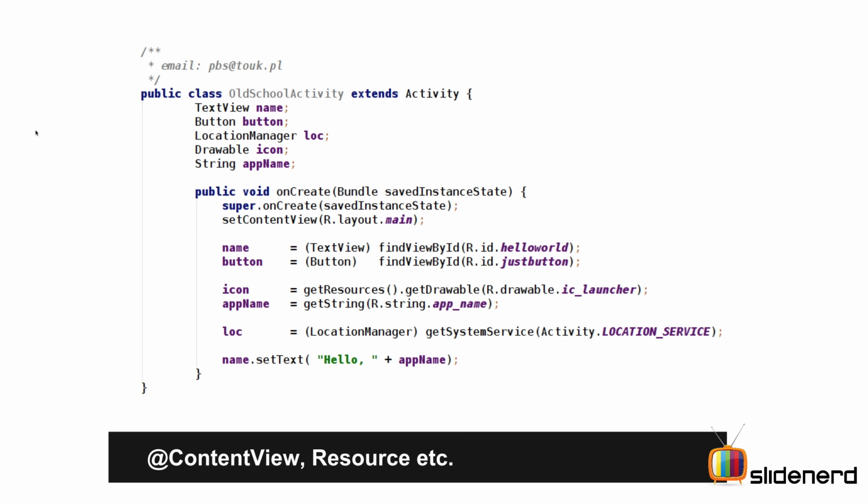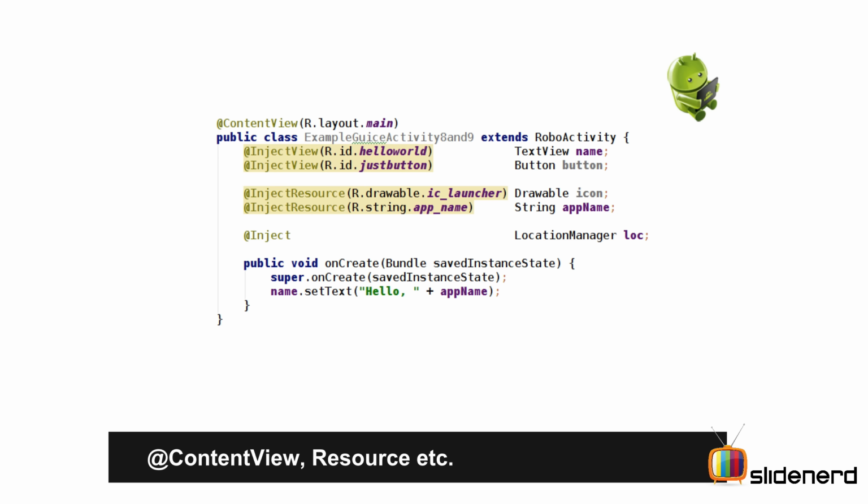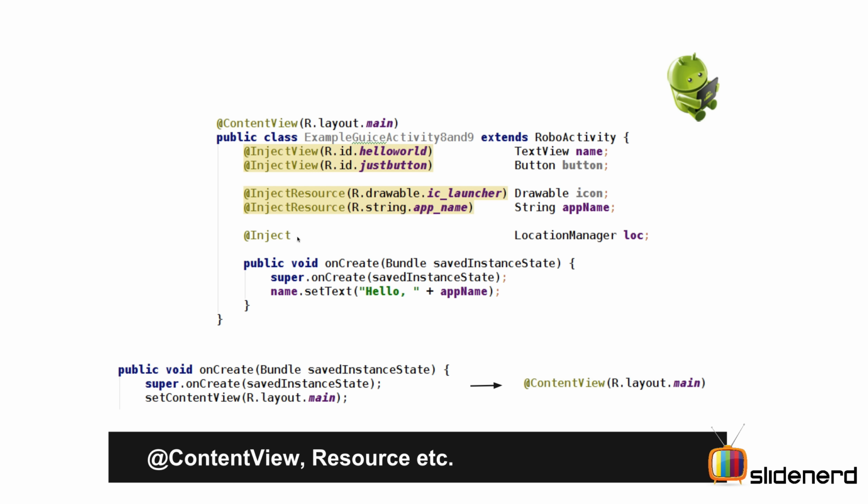Let's take some code samples and try to understand stuff. This would be the way you would normally write an activity where you have everything constructed inside the onCreate, right? Now change things with Roboguice. For the view part, you can just say @InjectView. For a drawable or a string, you can say InjectResource. And for system services like location manager, notification manager, sensor manager, you can just say @Inject here. Let's dig into each part in detail.